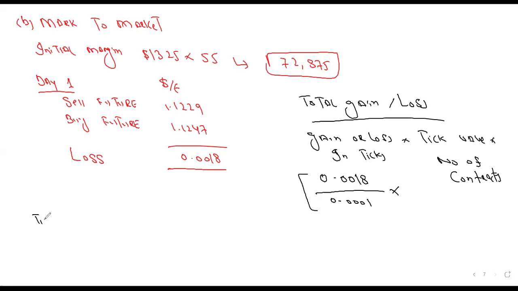If not, the tick value has a formula: contract size into 0.0001. The contract size was how much? Euro 125,000 into 0.0001. What is the tick value coming? Tell me. Hurry up, guys. What is the tick value? $12.5.